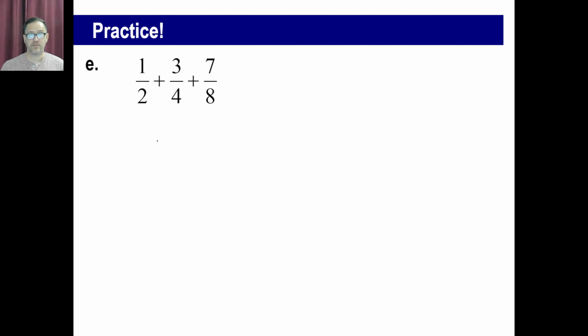Okay, 8 obviously is our common denominator. We have 4/8 plus 6/8 plus 7/8, which gives us 17/8. 17 divided by 8 is 2, and there is 1 left over, 1/8. All right, pause it and try the last one, F.